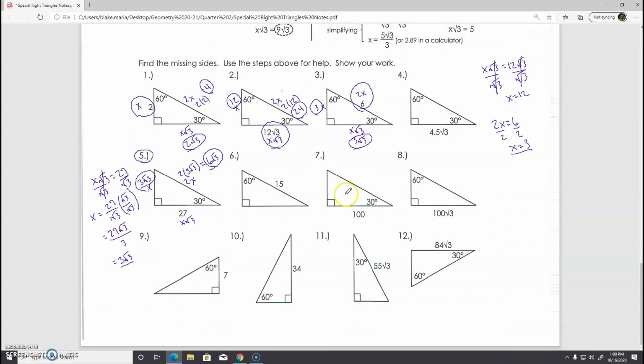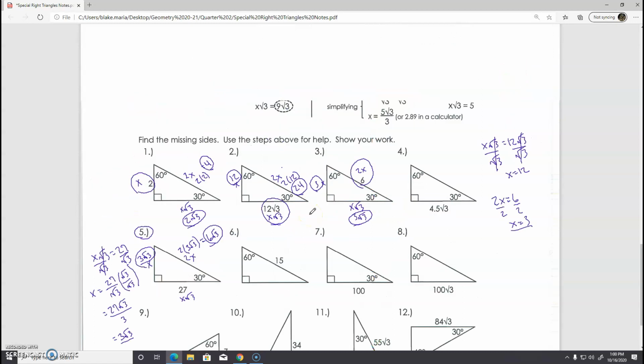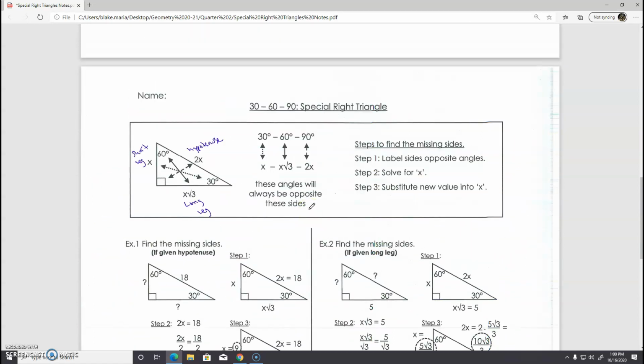You do not have to finish this paper. You'll go and finish the special right triangles worksheet that's uploaded.